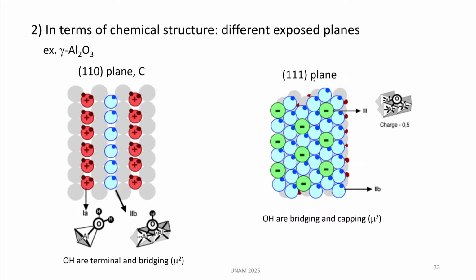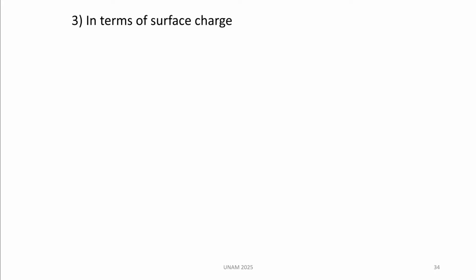Here you have the same 2B bridging OH that we have seen on the other face. And here is something new. It's an oxygen that will be capping between three aluminum ions. And because these three aluminum atoms will withdraw a lot of electron density from the OH, it will be very easily deprotonated to O minus. So you see, you get a different type of site with a different reactivity.